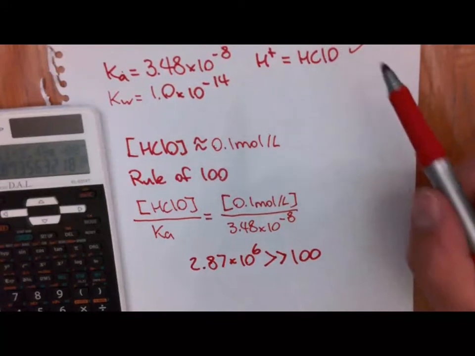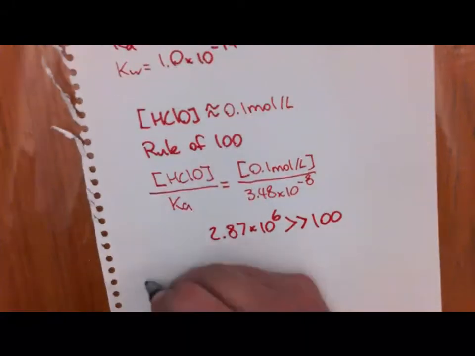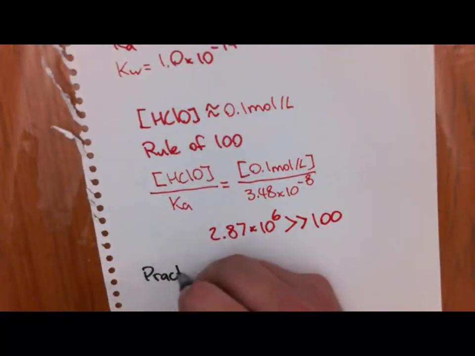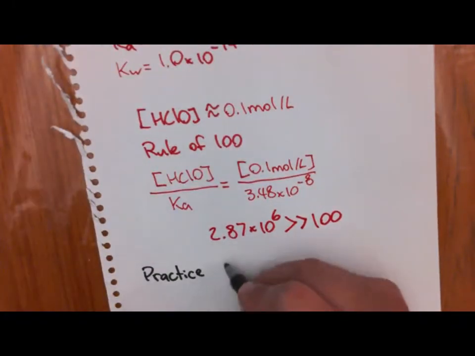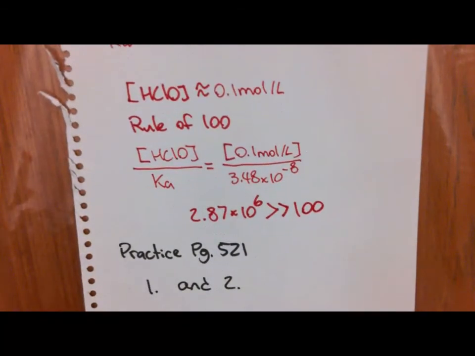and our assumptions were correct. So now what I want you to do quite quickly is go through your practice problems on page 521. It's going to be practice problem 1 and practice problem 2, on the top of the page. Then I will come back once you're finished, just click on part 5, and we will resume.